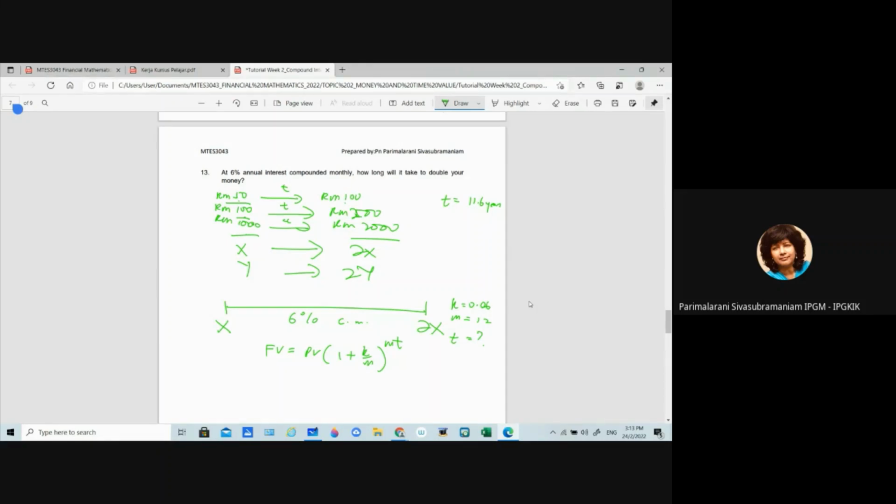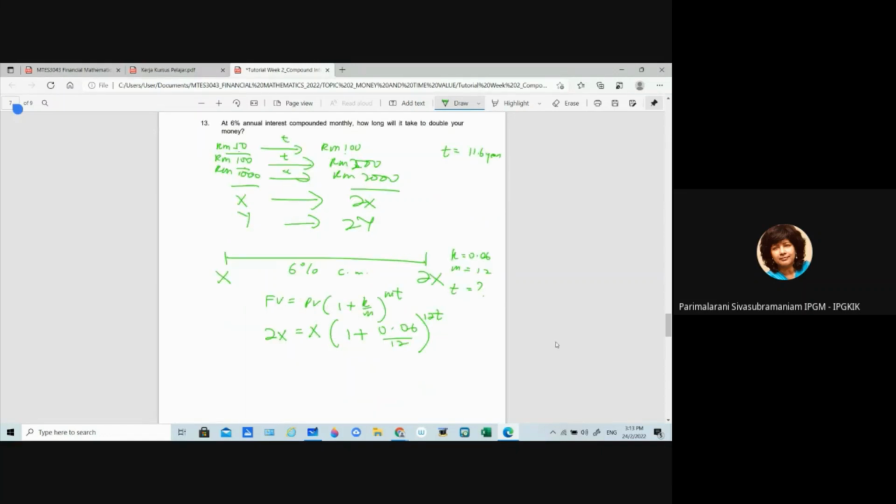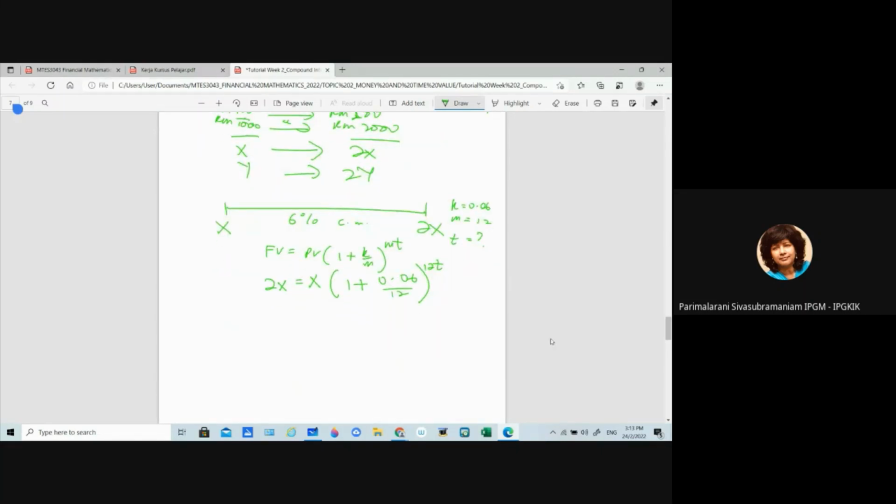So here future value is 2X. I can even put 2,000 here and present value 1,000, it will still give me back 2. I can put X here, times 1 plus K, which is 0.06 over 12, to the power of MT. Our M is 12, T we don't know, so this is 12T. Okay, so we solve this. You have 2 equals 1.005 to the power of 12T.